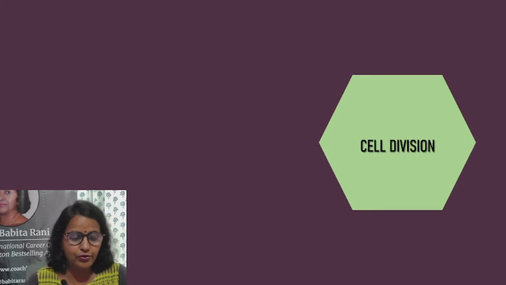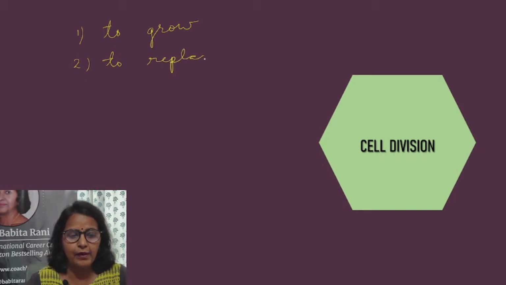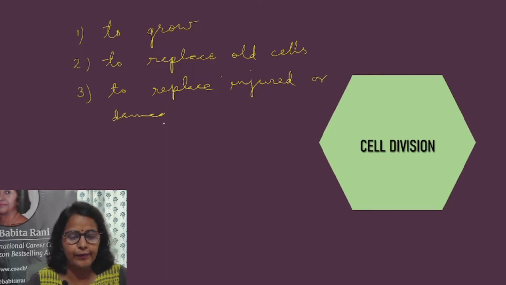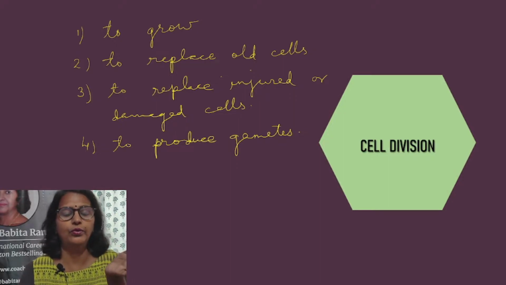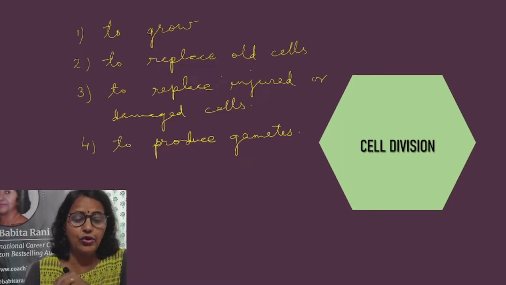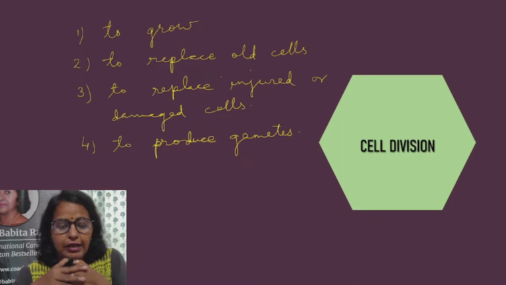Let me write it for you so that you remember it. So what are the uses? Why do we need to divide cells? It is to grow, to replace old cells, to replace injured or damaged cells, and to produce gametes. So the process of cell division takes place to grow, to replace old cells, to replace injured or damaged cells, or to produce gametes.